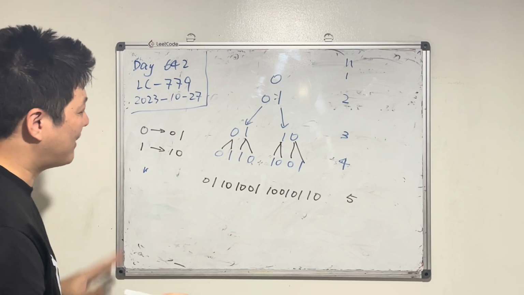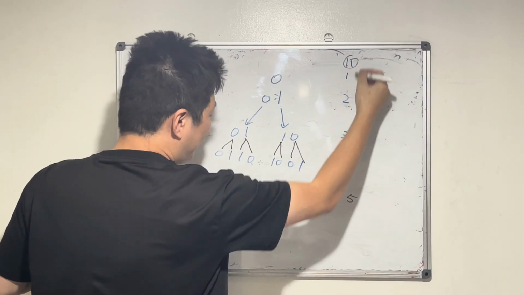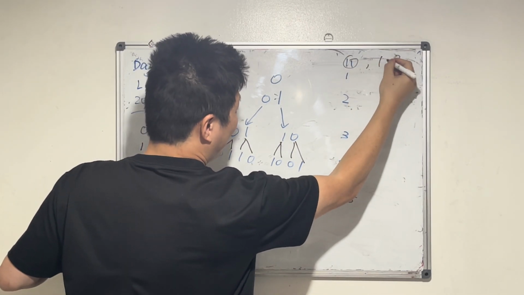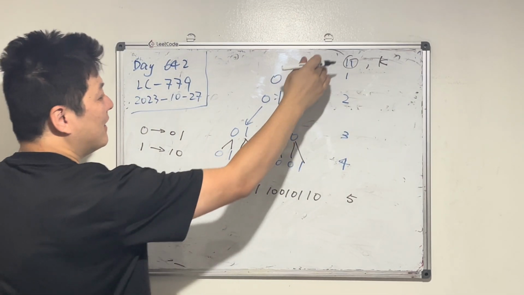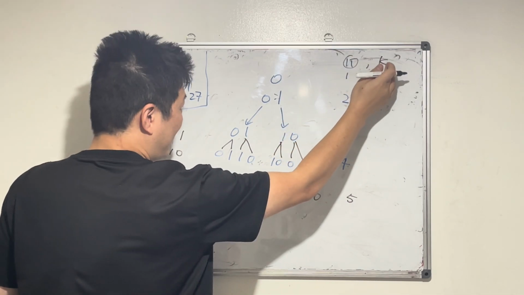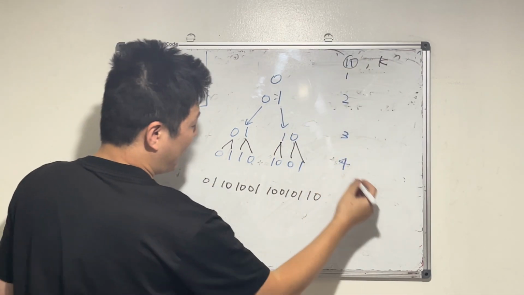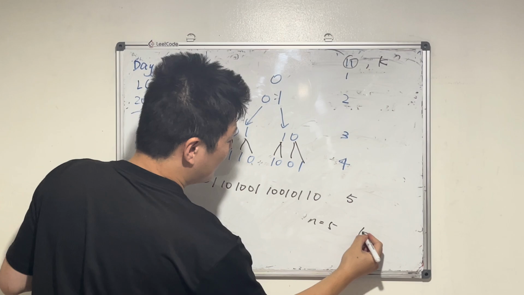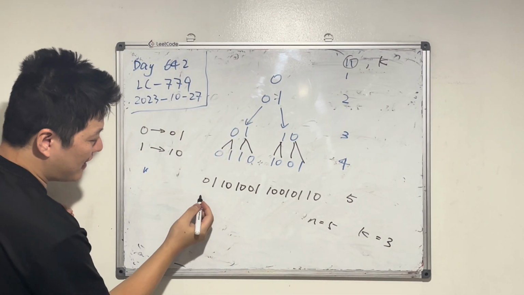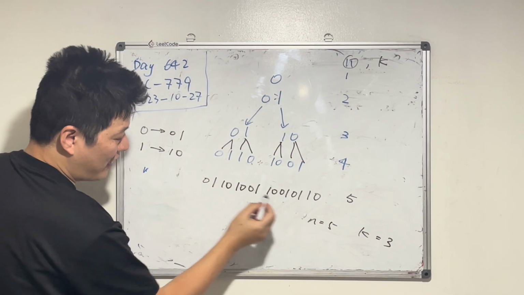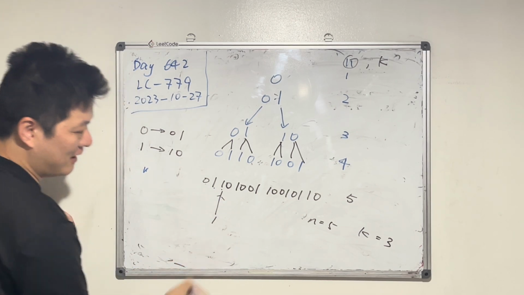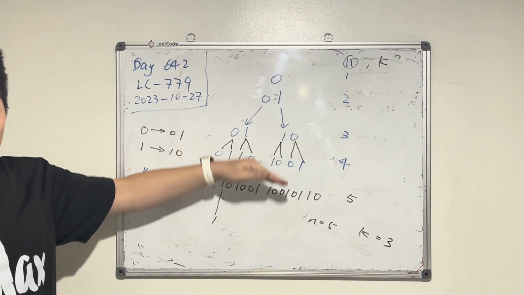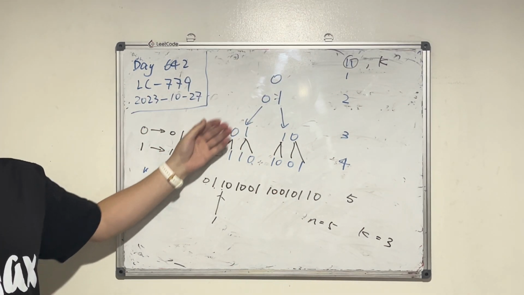Okay, so the question is that we are given the nth row, and we're given another number k. We want to find out the kth digit at the nth row. For example, n equals 5, k equals 3. We need to return the digit: 1, 2, 3. You need to tell me it's 1. We write these first few numbers and then we find out the pattern.